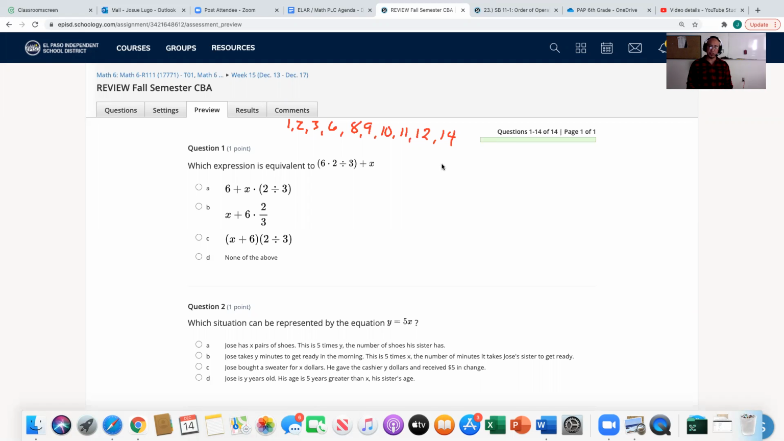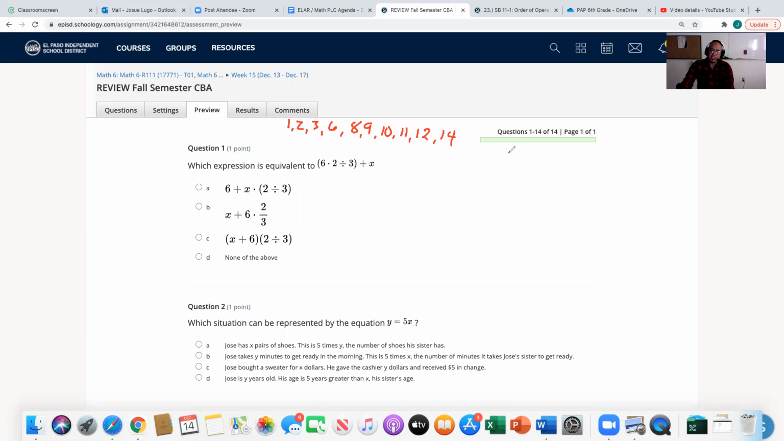I recommend that you write these on your notebook. There is a spot for you to upload a picture of your work on OneNote. And so with that in mind, let's go ahead and begin with number 1. I do recommend that you pause this video at any point if you need to write something down to catch up. So it simply reads, which expression is equivalent to 6 times (6 times 2 divided by 3) plus x? So in other words, which of these three really is the same as this top expression?